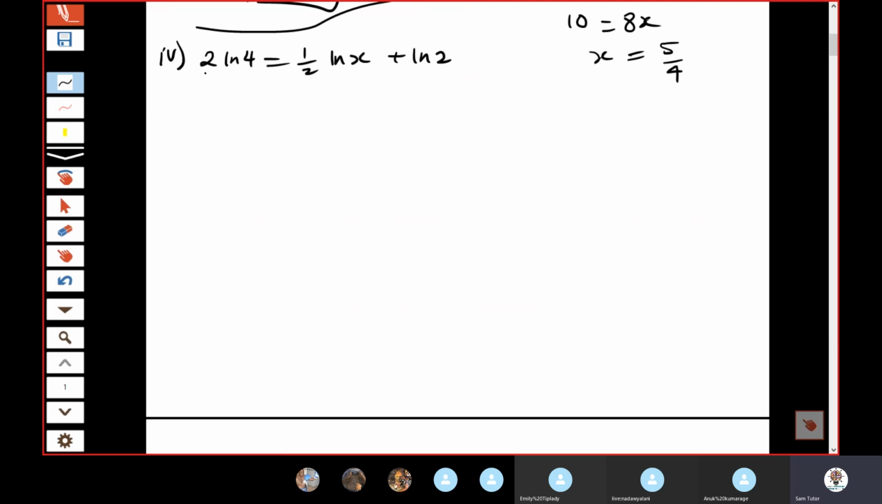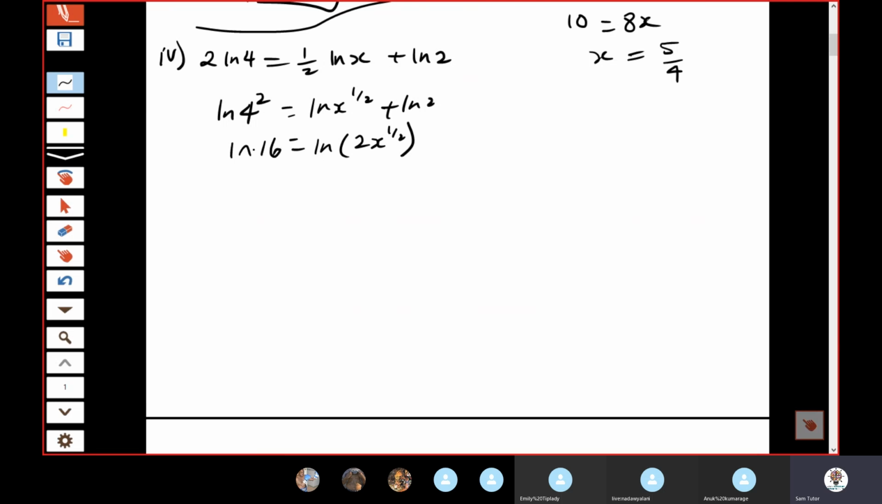All right, this 2 becomes 4 squared. Half becomes log x to the half, and then plus log 2. When I'm plussing, this is going to become log of 2x to the power of a half. You multiply.